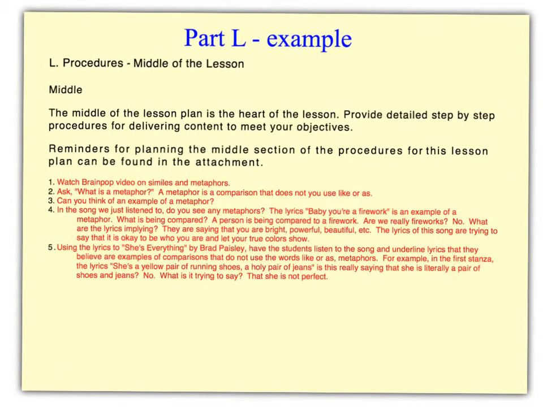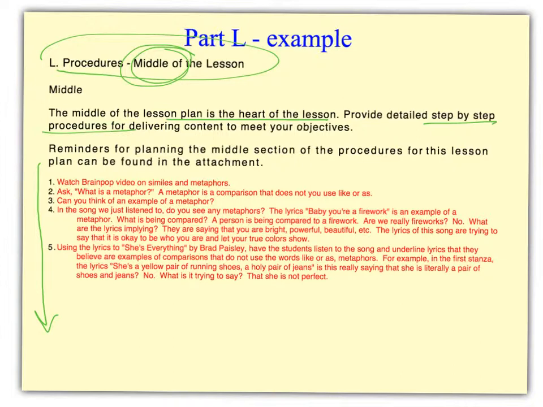Part L, continuing the procedures section. Remember I said there's an opening and there's a middle? Well, this is where you get into the step-by-step instruction. The middle of the lesson, as it says, is the heart of the lesson. Step-by-step procedures. What you're going to do, what you're going to say.